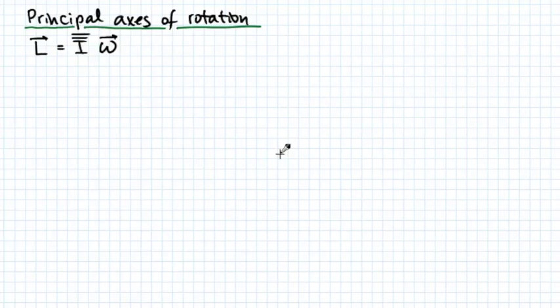Principal axis of rotation. We have written total angular momentum of a rigid body in terms of moment of inertia tensor product with angular velocity omega. And we found that generally angular momentum will not be parallel to the angular velocity omega.